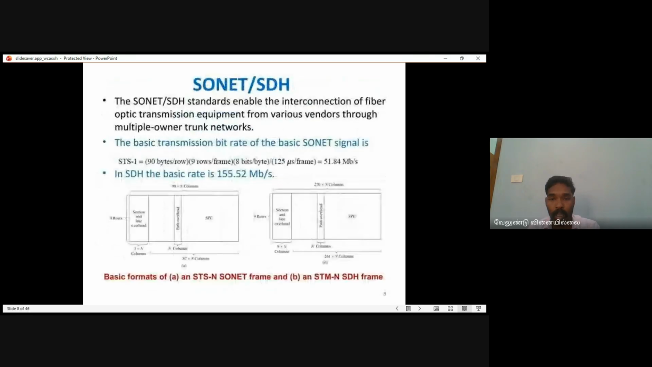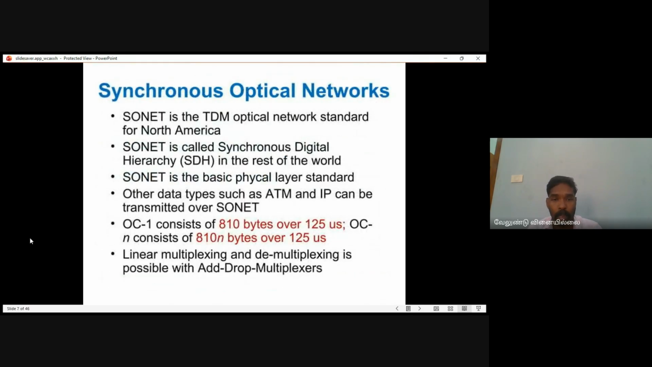You can see here, what is ADM? ADM is add drop multiplexer. These are all add drop. So the linear multiplexing and demultiplexing is possible with ADM, add drop multiplexing. It can do multiplexing as well as demultiplexing together.